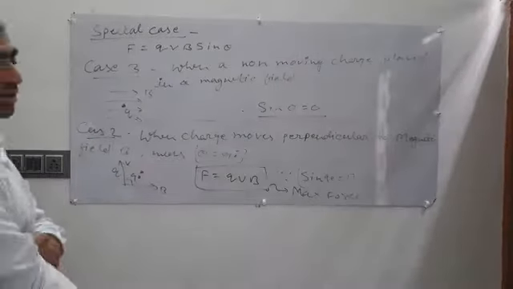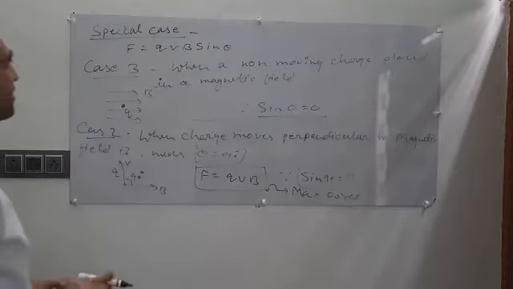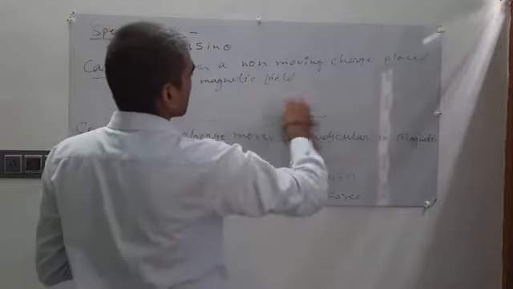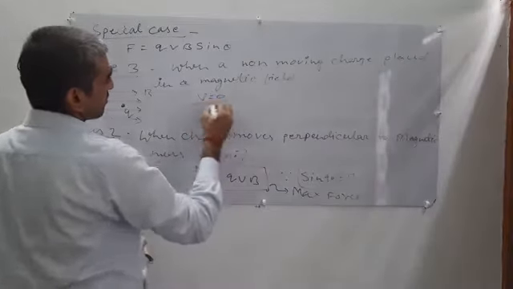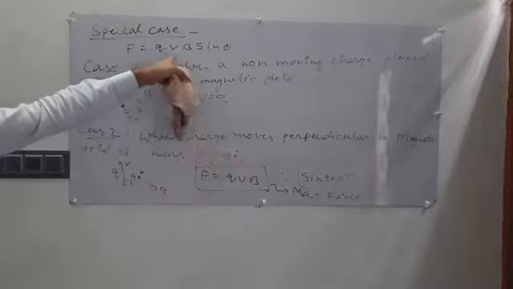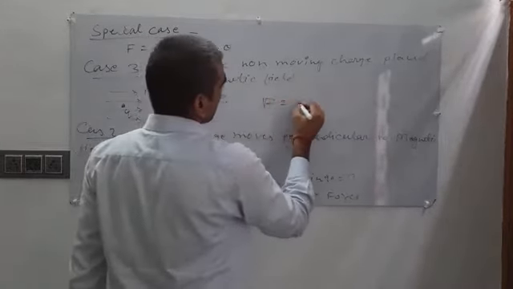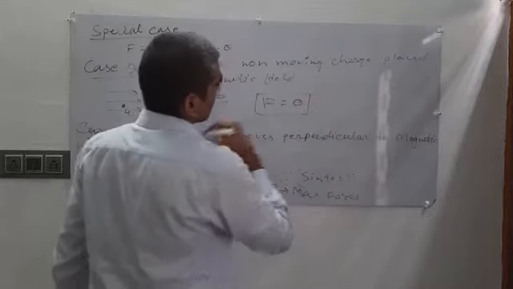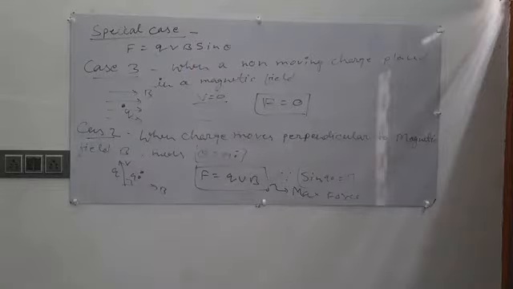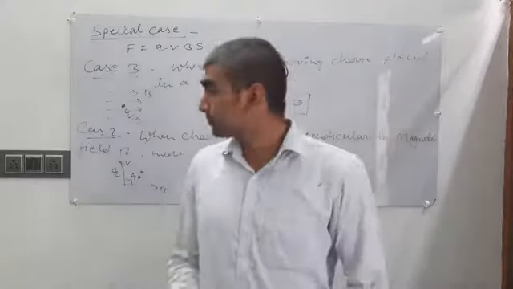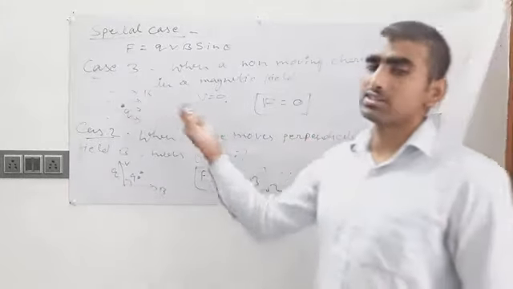then this charge experiences no force because at this point the velocity is zero. That means V equals 0. And when V equals 0, our whole equation becomes 0. That means the force acting on a charge will also be 0 in a magnetic field. Okay? These are your special cases. So I hope you understand these special cases about a charge placed in a magnetic field.